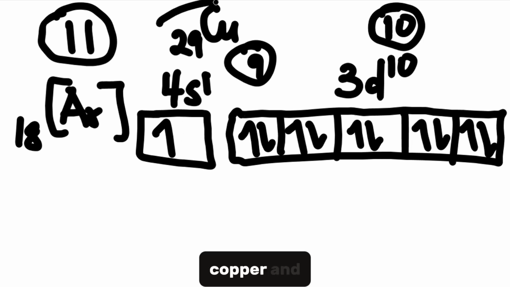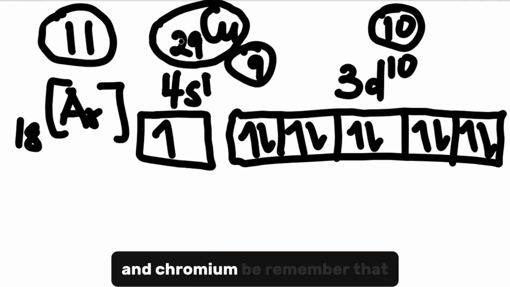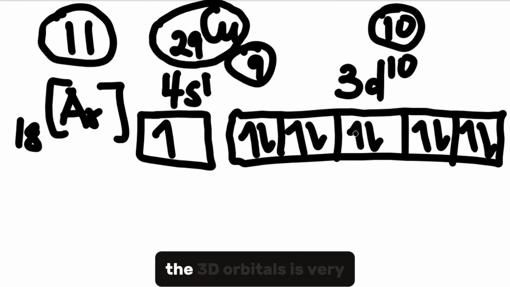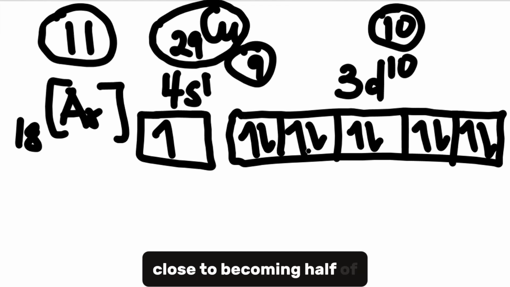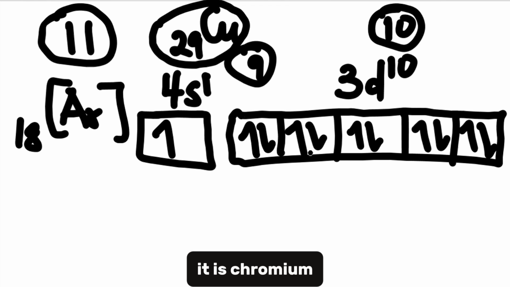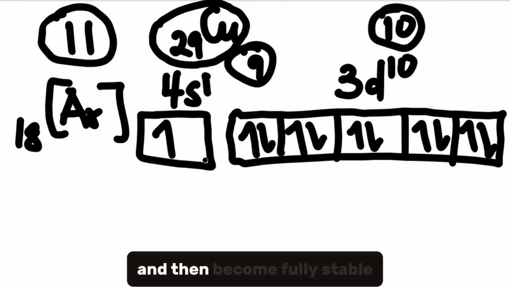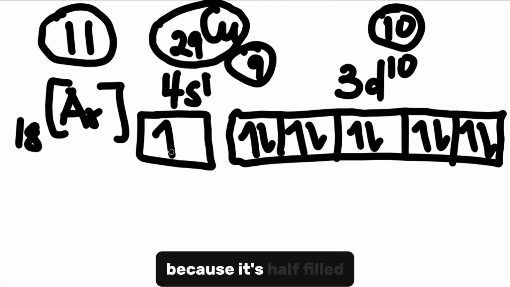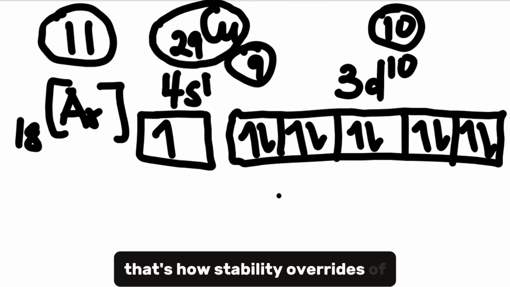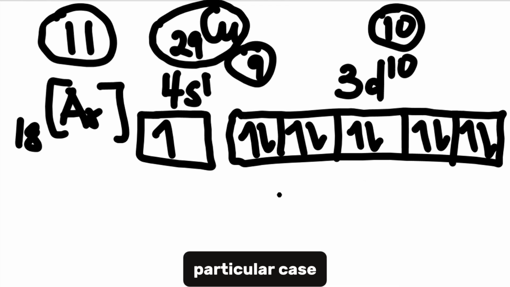So when it comes to copper and chromium, remember that they are very close. The 3d orbitals are very close to becoming half filled when it is chromium, or fully filled when it becomes copper. When it is almost close, the 4s can donate one electron to this one and then become fully stable. So this guy is stable because it's half filled, and this one is stable as well because it's fully filled. That's how stability overrides both rules in this particular case. These are the exceptions that you need to know and then master. So let's see what happens in the next session.